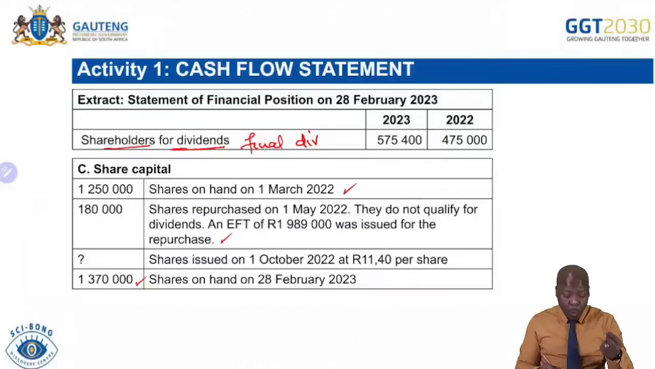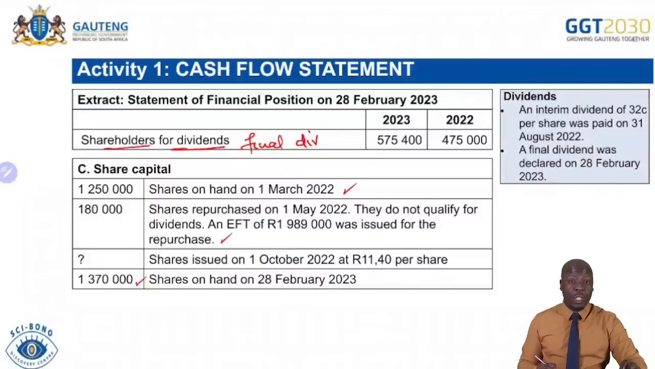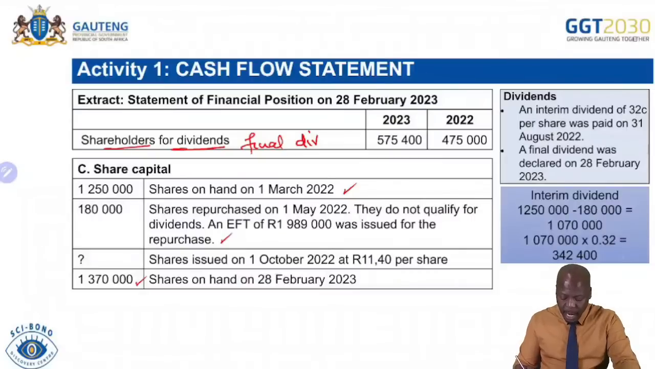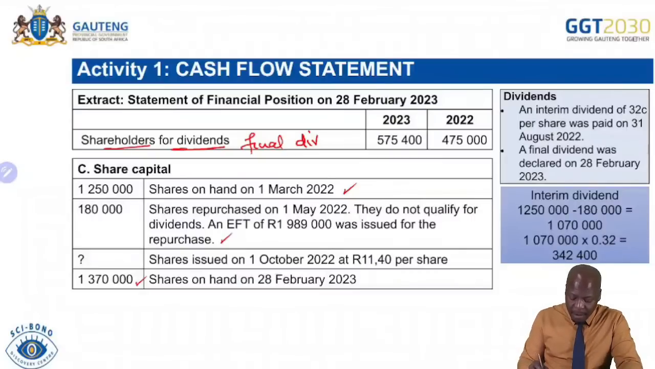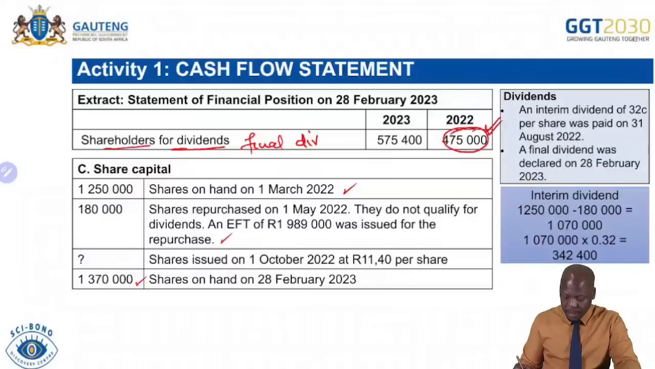It therefore means when we're doing the cash flow statement and calculating information that relates to dividends, one of the most common things is that we will pay last year's final dividends in this current year. So what we are certain of at the moment is last year's final dividends, which is 475,000. So we're going to consider that already. But we will need to calculate what are known as interim dividends.